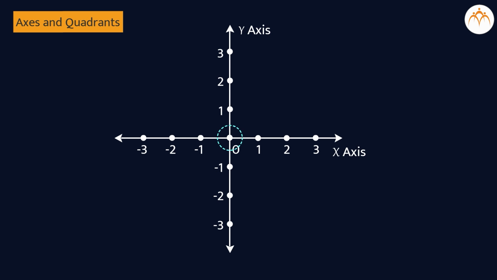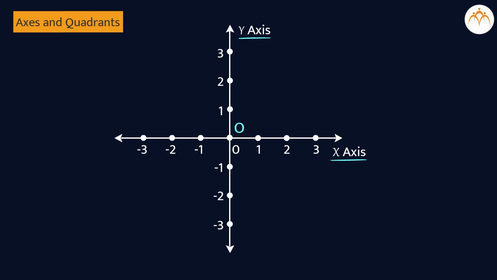The intersection of the x-axis and y-axis is called the origin, represented by the letter O. On the x-axis, positive numbers are marked to the right of the origin and negative numbers to the left. On the y-axis, positive numbers are marked above the origin and negative numbers below it.